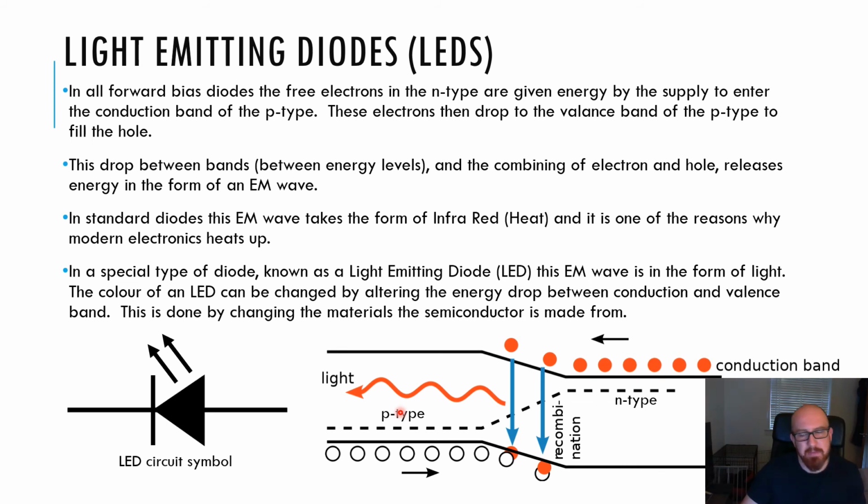because they're releasing this heat. In a specific type of diode known as an LED, here's the circuit symbol here, that EM wave is in fact light, and because of the material that this PN junction is made from, because of the energy drop, we can release light rather than heat. We can change the colour of this light by changing the amount of energy released as that energy level drops.